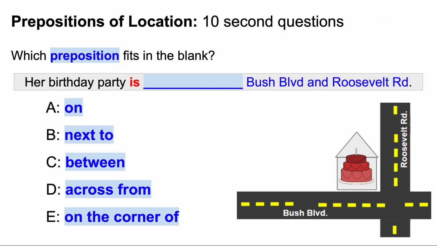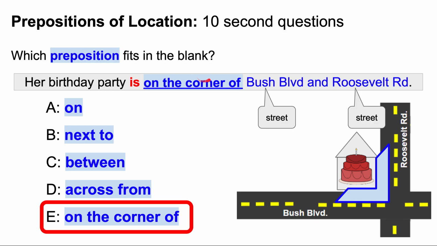Okay, her birthday party is on the corner of Bush Boulevard and Roosevelt Road. We have a Street A, Bush Boulevard, and a Street B, Roosevelt Road. And they cross and they make a corner.